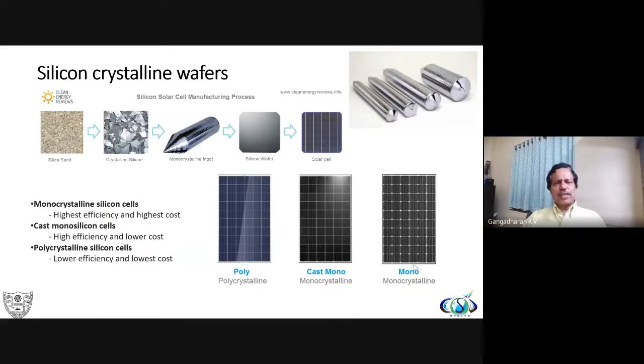So look at the silicon wafer. It is the same silicon wafer as we use for chip making, what runs in our computers, etc. And we have multiple grades or types of silicon cells which are used: monocrystalline, which has a high efficiency and high cost, of course; cast mono silicon cells, which are highly efficient but slightly lower cost; and polycrystalline silicon, which has a lower efficiency and obviously a lower cost. So this is our one part.